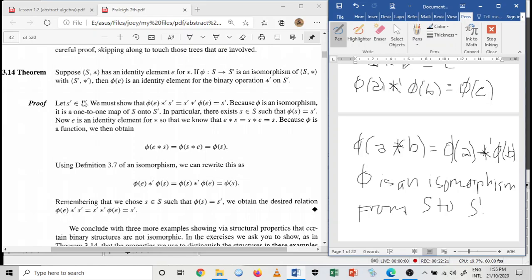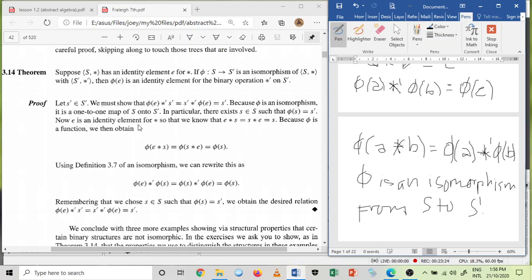Let small s prime be an element of the set capital S prime. We must show that if we operate the image of E to s prime, the result will be s prime, so that we can say that the image of E is the identity for S prime. Now, since phi is an isomorphism, it is a one-to-one map of S onto S prime. In particular, we can always find an element small s in the domain so that its image is s prime. Okay, so we can always find an element s in S such that phi of s is s prime.